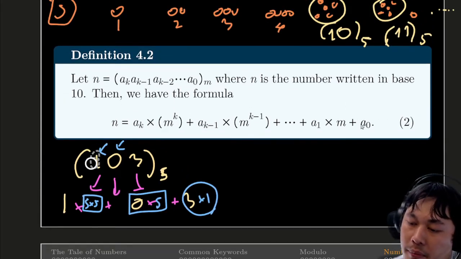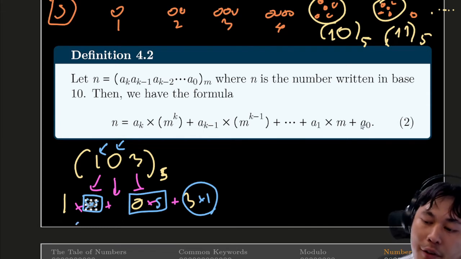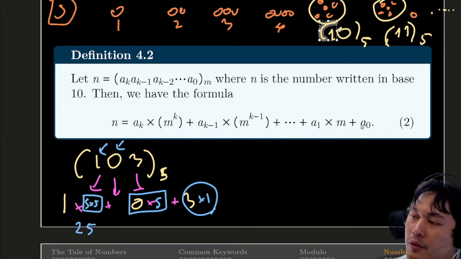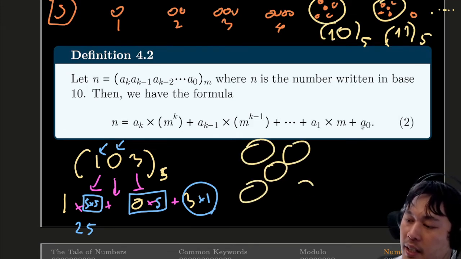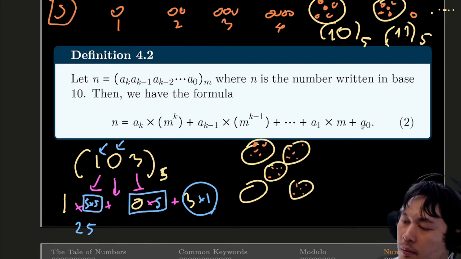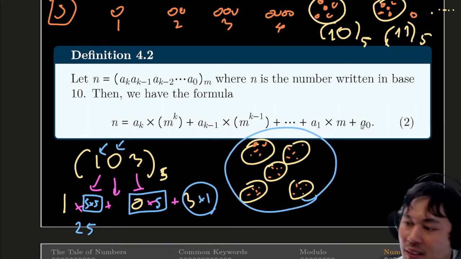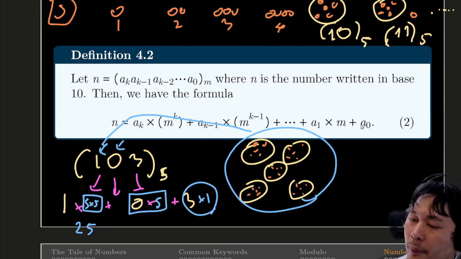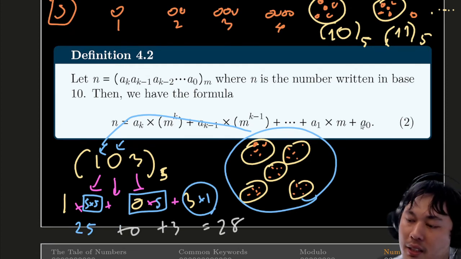So this one represents 5 times 5, which is 25 objects. If you try to imagine that visually, you get 5 big groups, each of 5 smaller objects. That's one big group. That's what this number 1 represents. And then we have 0 times 5, which is nice, because that's just 0. And then we have 3, so it's 28.